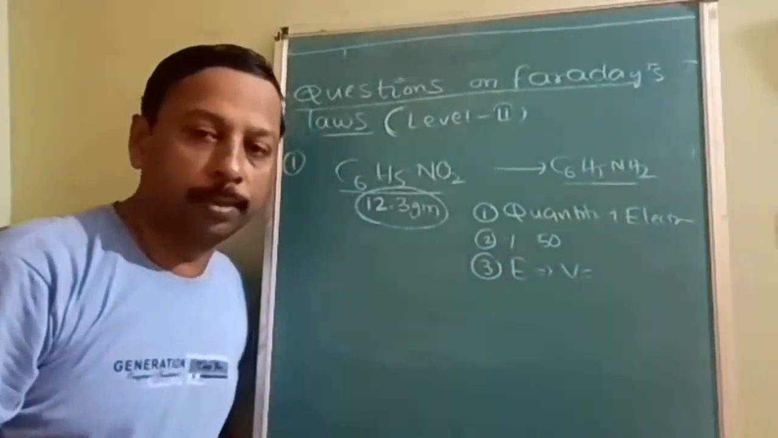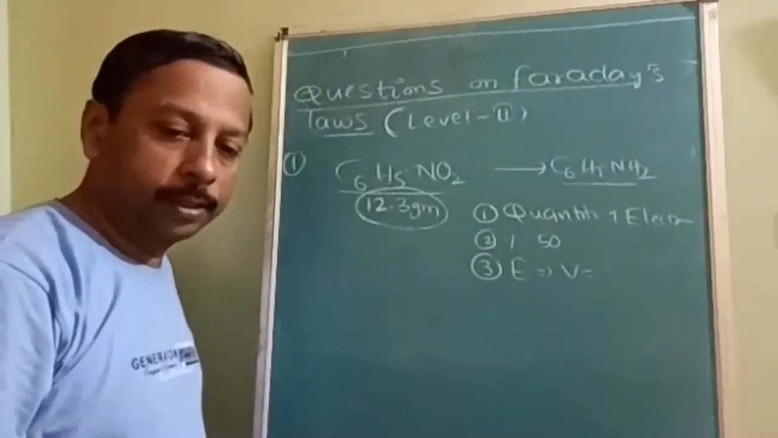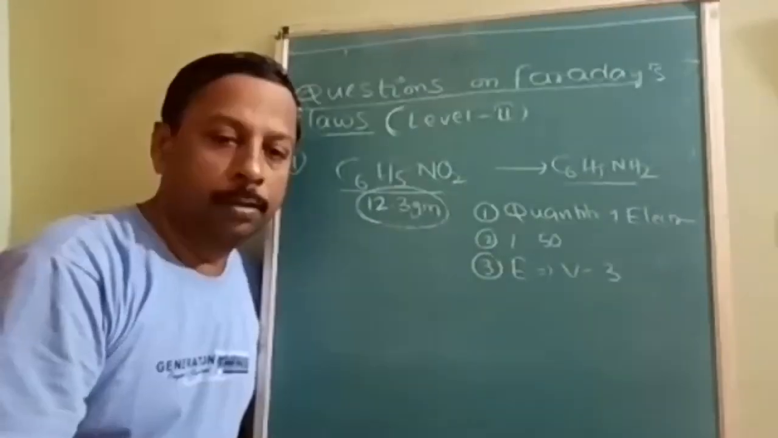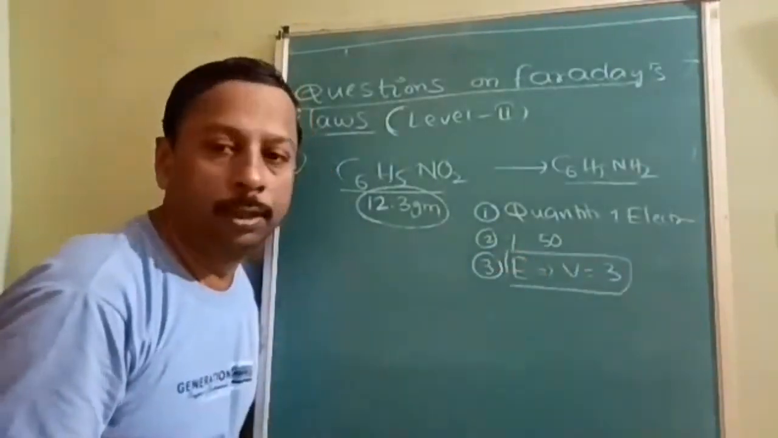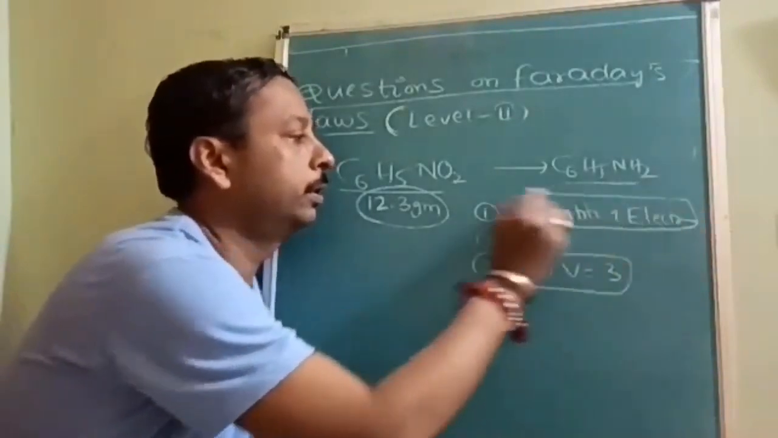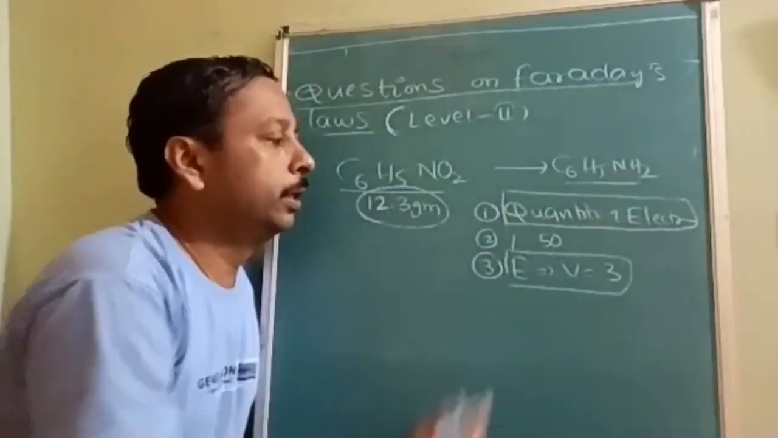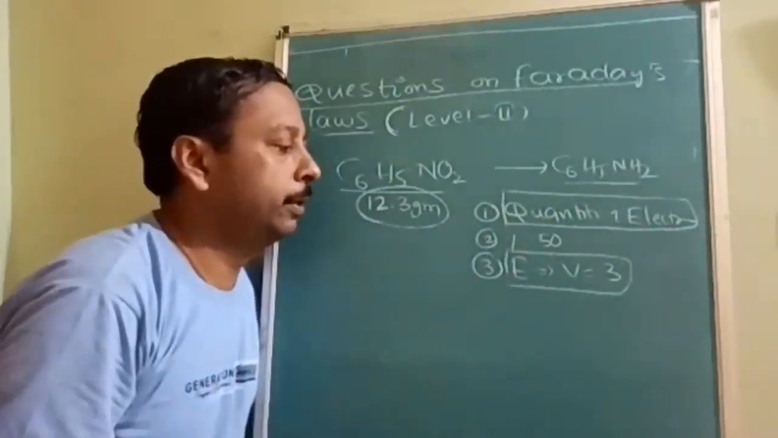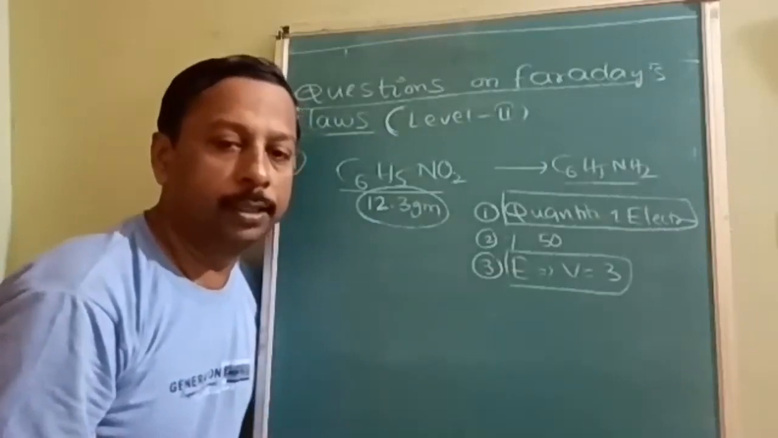Voltage drop is given as 3. Three questions, is it understood? First, how much quantity of electricity is required for 12.3 grams of aniline. Second thing is 50% efficiency. Third thing is if voltage drop is 3, then how much energy is required.